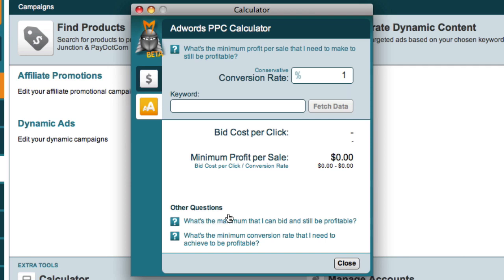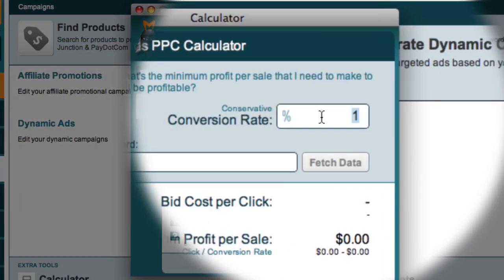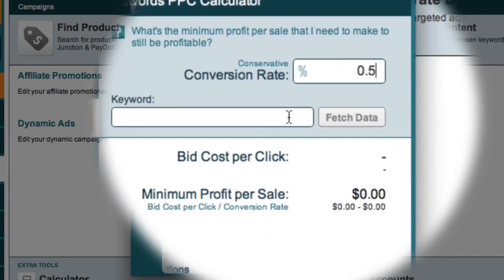This question is particularly relevant when you're looking for a product to promote that is related to a specific keyword that you're targeting. So let's start by entering a conservative conversion rate of 0.5%. Then I'll enter a keyword that I want to investigate. For this example, I'll use the term Aikido techniques.